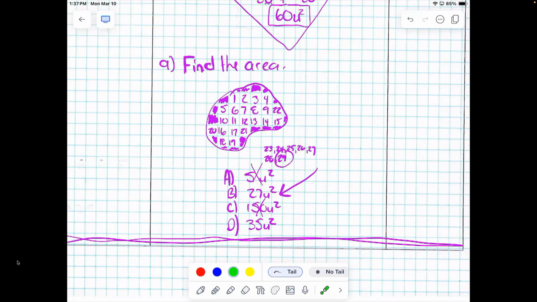And lastly, if you have a weird blob type shape like this, what's your best strategy for finding the area? Count all the full squares first, right? And then do we just combine partial squares? We feeling good?